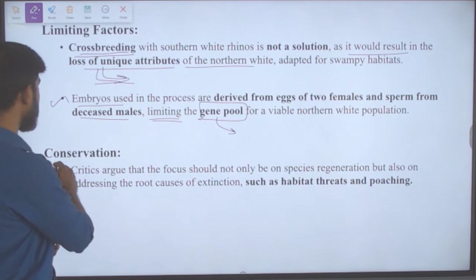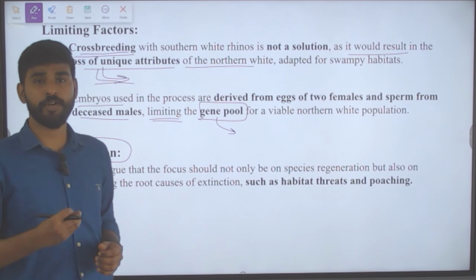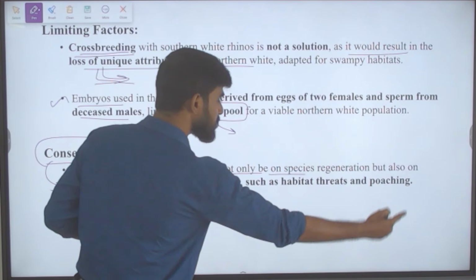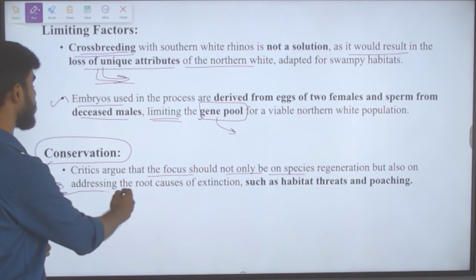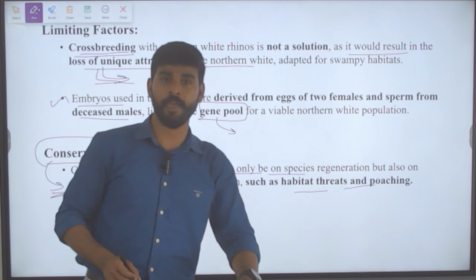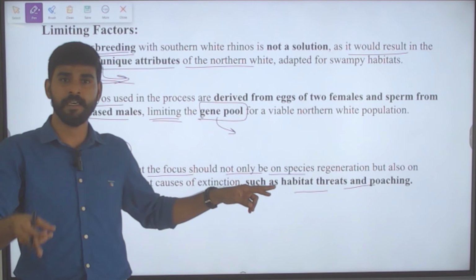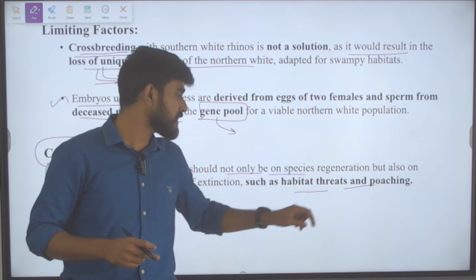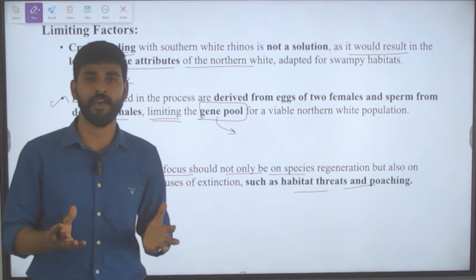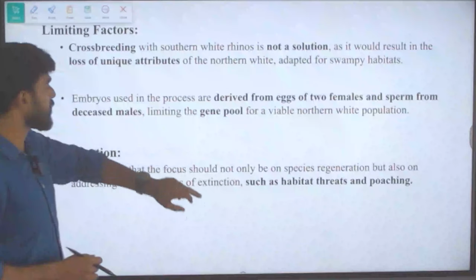Okay, next is conservation. Conservation has been given importance by the critics here. Critics argue that the focus should not only be on species regeneration but also on addressing the root causes of the extinction of the species, like habitat threats and poaching. It is good that you are going for species regeneration, but after they come into play, after they land, they should not be facing the same threats again, which will again lead to their extinction. So they have to be provided a safe haven. This is the focus of the critics here, so they are targeting the conservation strategies.